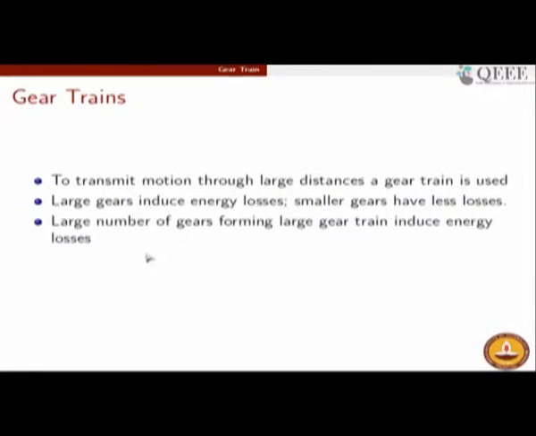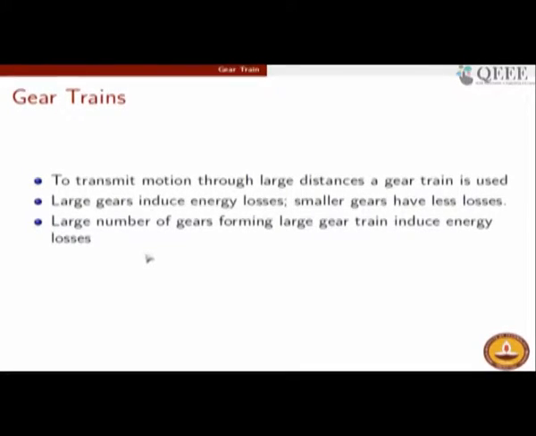So one has to take care that you should not use too many gears either, because if you use too many gears, then again the load on your transmission is increasing, and you would do well to keep it under control, because that is like a parasitic energy loss in your transmission. So one should not try to transmit this mechanical power over large distances using a gear drive. That is not advisable.